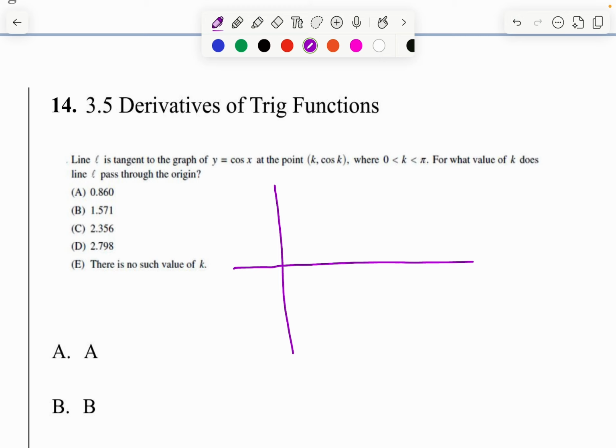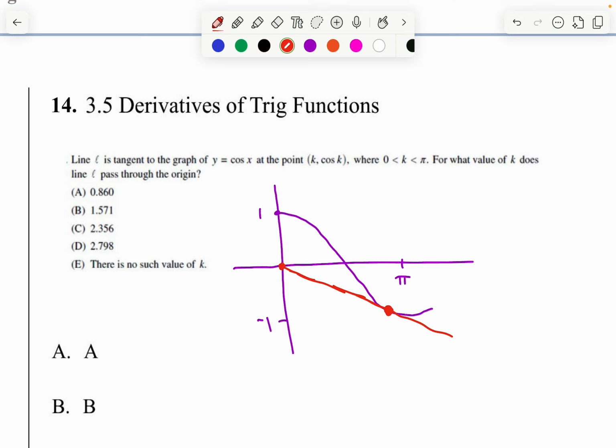If I'm going to graph cosine from 0 to pi, cosine starts here at 1. It goes down like this. It starts to turn, right? And the turn is happening at pi, which is here at -1. So they're saying there's a location where the tangent to the curve passes through the origin. Based on this visual, it seems like it would be right around here, I think.